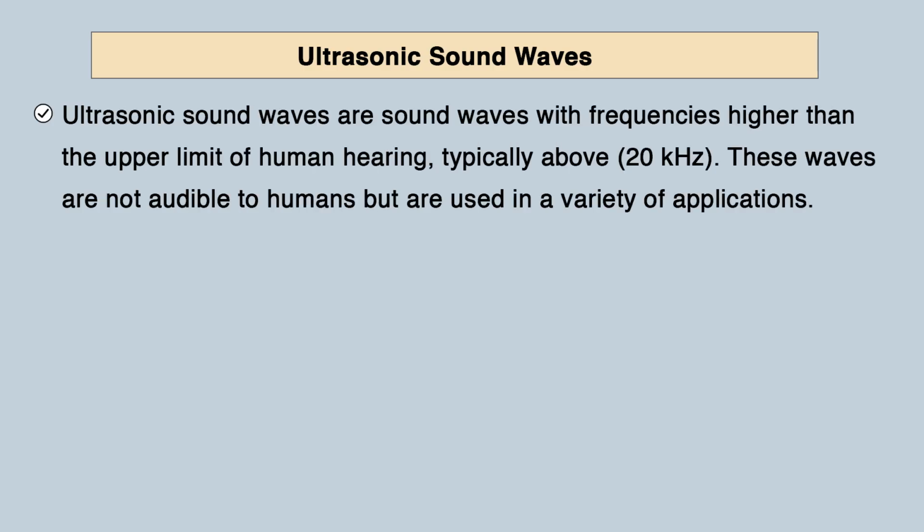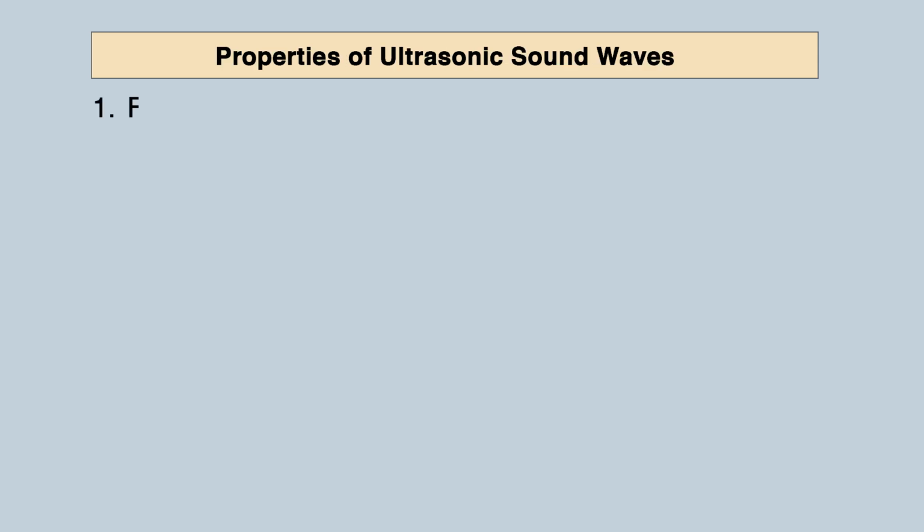Now come to our main topic, the ultrasonic sound wave. Ultrasonic sound waves are sound waves with frequencies higher than the upper limit of human hearing, typically above 20 kHz. These waves are not audible to humans but are used in a variety of applications.